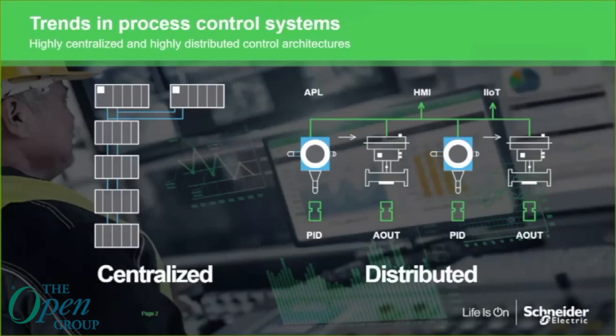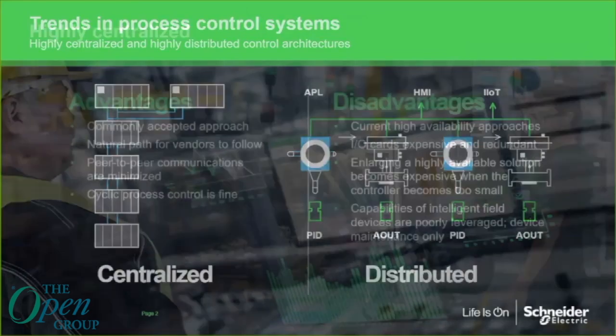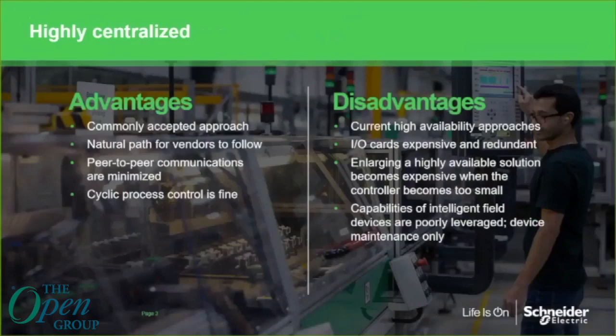And I think what we're going to see is a pull and tug on these two architectures. You're going to see people asking for both, and as an end user, you'd like to have a solution that addresses both choices. So what are the advantages of a highly centralized?